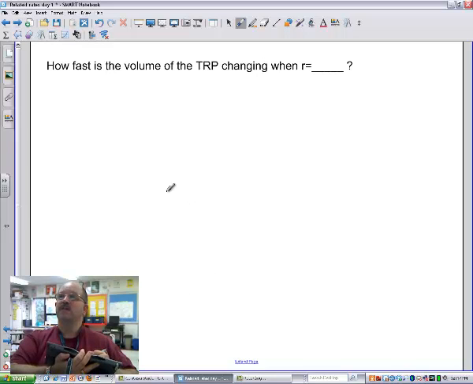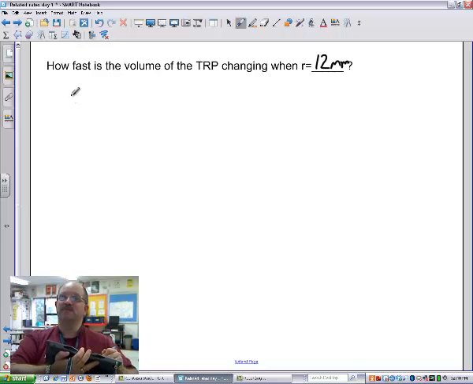So the question that we're ultimately trying to answer, with this data that you've collected about the Tootsie Pops, is how fast is the volume of the Tootsie Pop changing when the radius is, and we'll just pick a number, in this case, I'm going to say when the radius is 12 millimeters. That's a little more than a centimeter. So it's a fairly small Tootsie Pop.